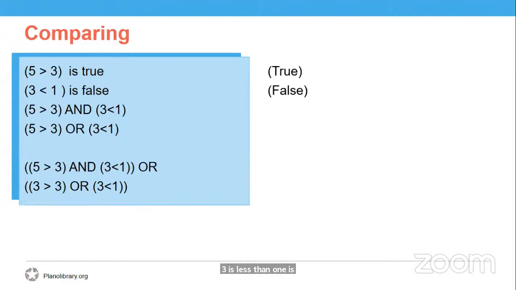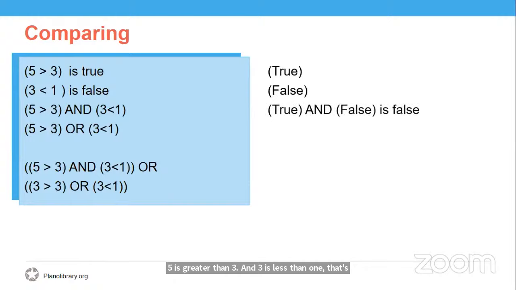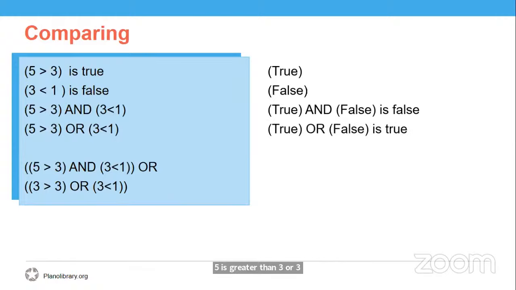Now, if we put those two together with an and, 5 is greater than 3 and 3 is less than 1, that's not right. That's false. Because if you have a false in an and, then it becomes false. But if you were instead to or, 5 is greater than 3 or 3 is less than 1, then it becomes true because one of those is true.